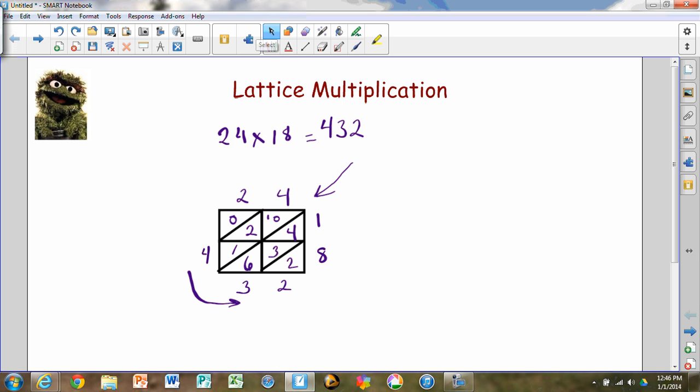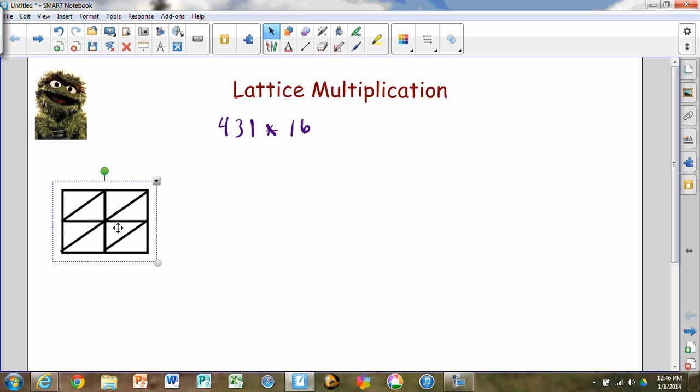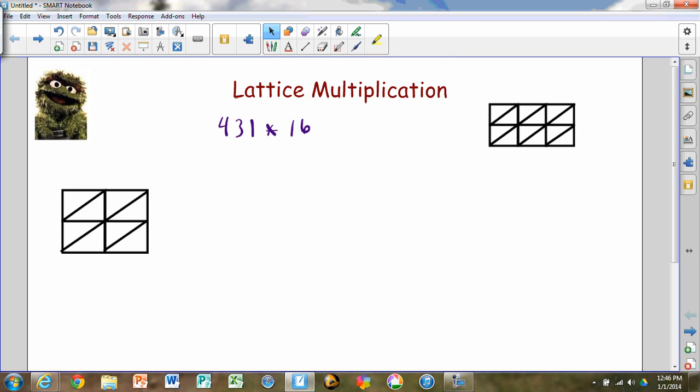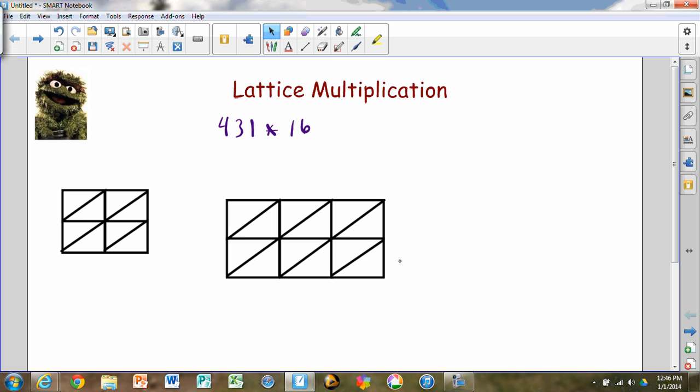If you have a 3-digit number, let's say instead of 24 times 18, let's say we had 431 times 16. Well, we don't have the space on the top for 431, so that's when we need to use a little different box. So you can see I've got a box over here all ready to go, and it has a spot for 3 different numbers on the top because we have a number in the hundreds, and 2 along the side because we have a number in the tens. So 431 times 16, there's 16 right there.